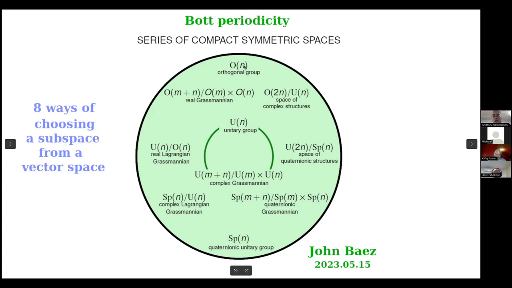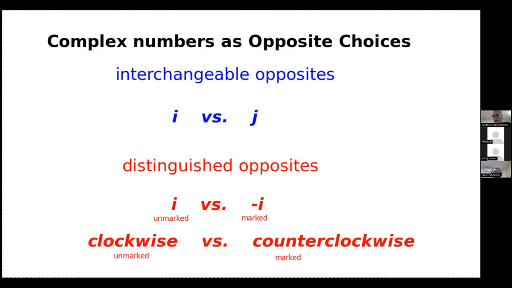O of N relates to the real numbers. SP of N relates to the quaternions. So these different types of numbers are going to be very important if we want to make this progress. Now, to bring it back down to what John is going to talk about, this notion of opposites, okay?